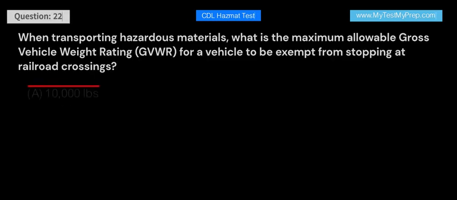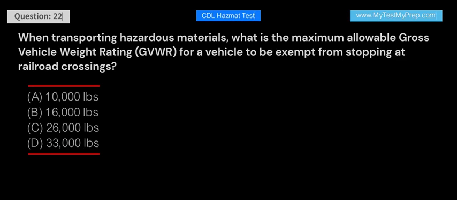When transporting hazardous materials, what is the maximum allowable gross vehicle weight rating, GVWR, for a vehicle to be exempt from stopping at railroad crossings? A. 10,000 pounds. B. 16,000 pounds. C. 26,000 pounds. D. 33,000 pounds.